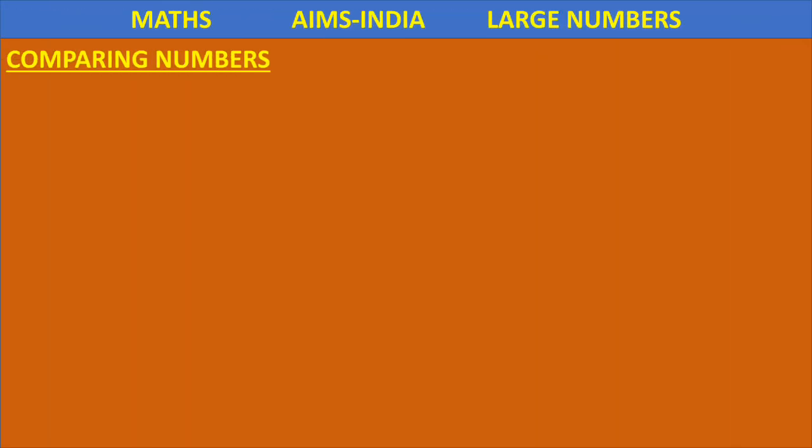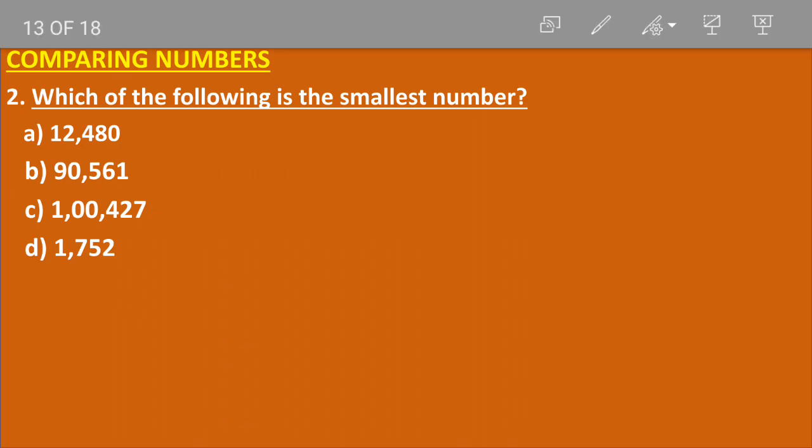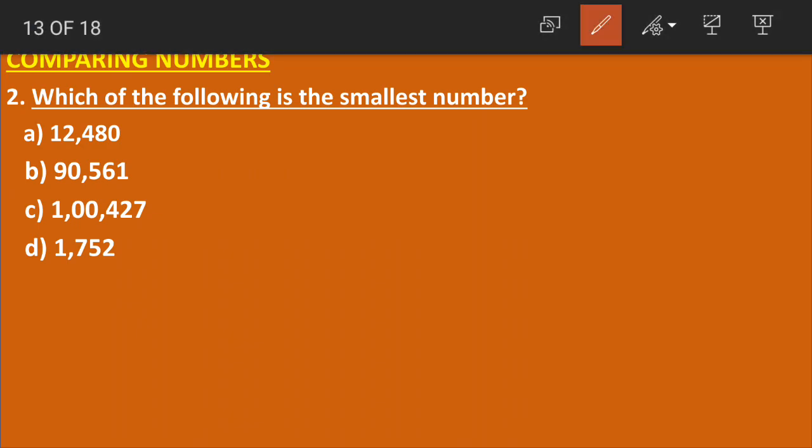Moving on to the next question. Which of the following is the smallest number? Option A 12,480, option B 90,561, option C 1,04,27, option D 1,752. The same options as the previous question, but we have to find out the smallest number here.